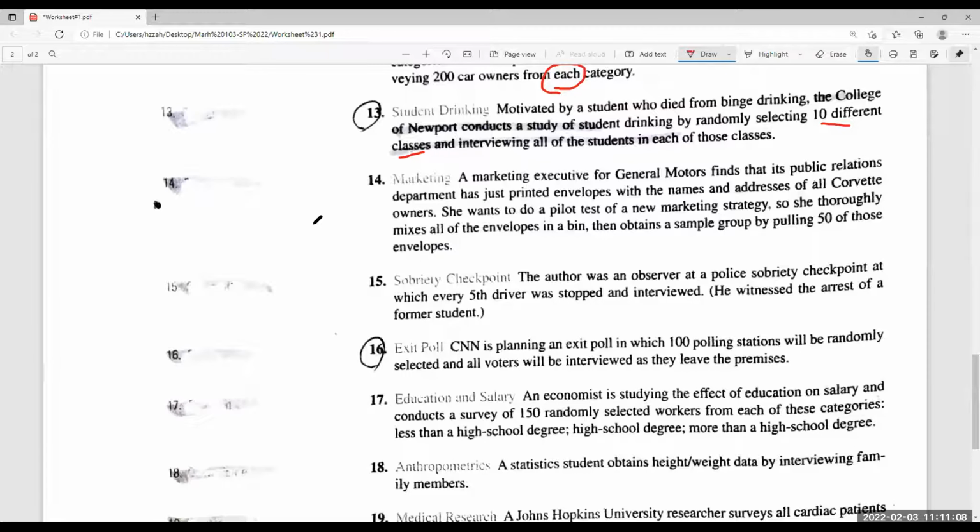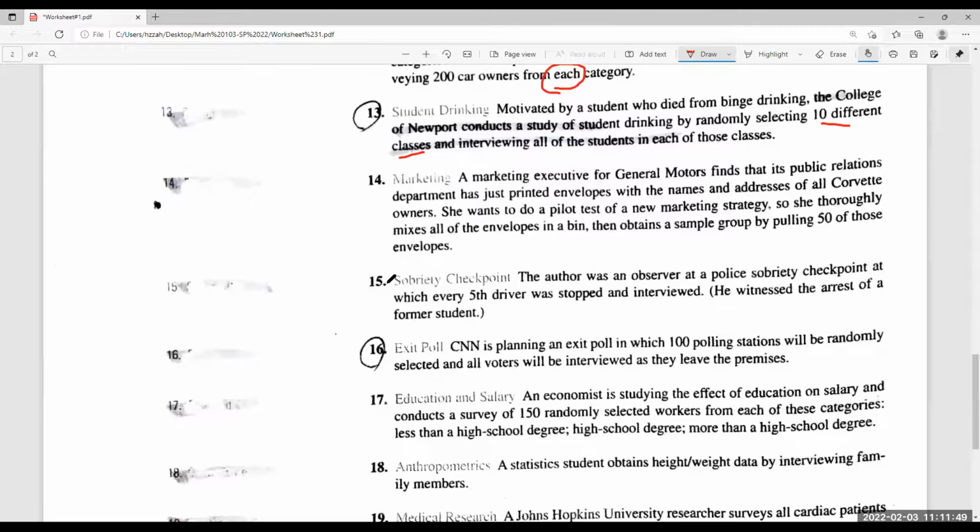Okay, number 15, not bad. The author was an observer at the police checkpoint at which every fifth driver was stopped. Systematic. You see, systematic is the one where you pick every fifth, which means the fifth, the 10th, the 15th, the 20th, etc. You systematically pick those people, and as soon as you get the fifth, it's systematic. Question?